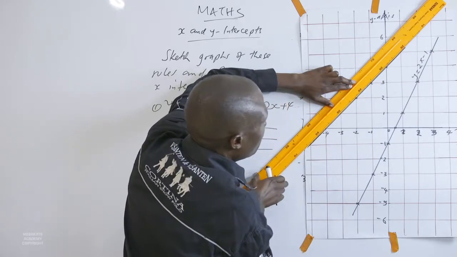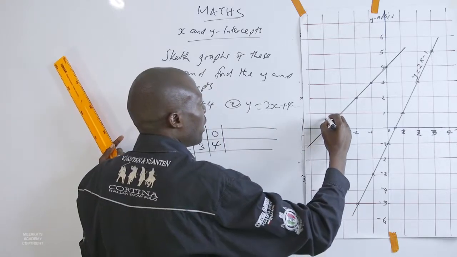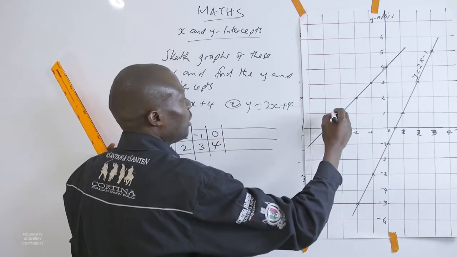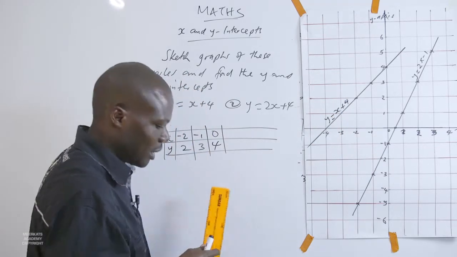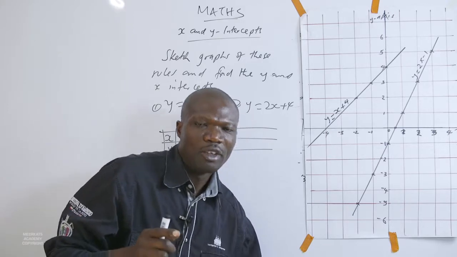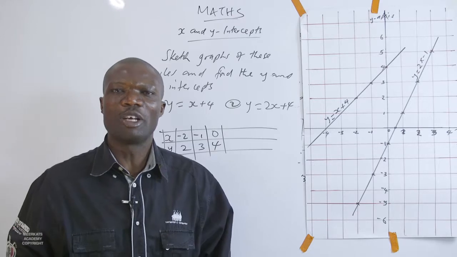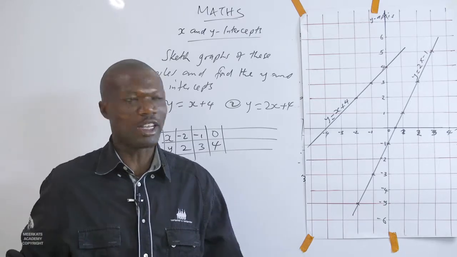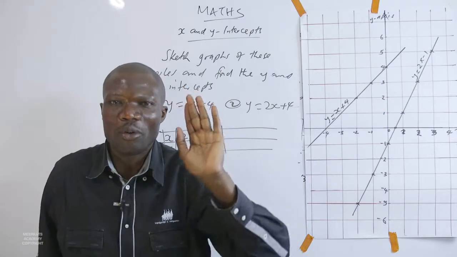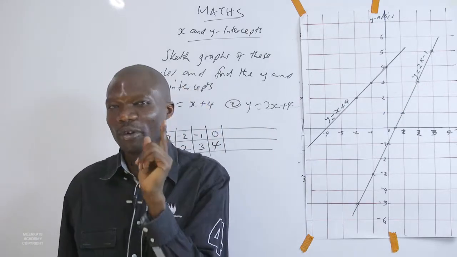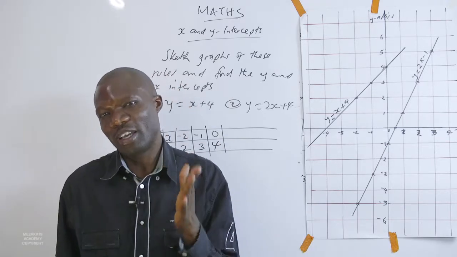We have our line y equals x plus 4, right? That is our line. Now, can we look at the line and identify which one is the x-intercept and which one is the y-intercept? This time, no calculation. Just look at the line, see where it crosses the y-axis. We have the y-intercept. Where it crosses the x-axis, we have the x-intercept.